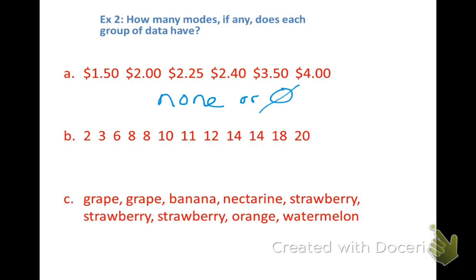Okay, then I have 8 happens twice, and 14 happens twice too. So there are this time 2 modes on that one. And then I have grape that occurs twice. Strawberry occurs 3 times, so that's bigger than grape. And is there any other 3 times? Nope, so there's 1 mode.